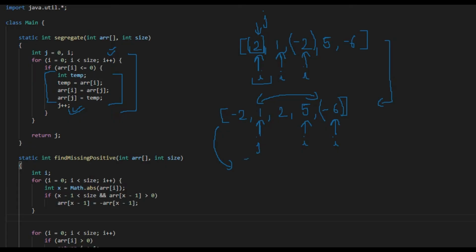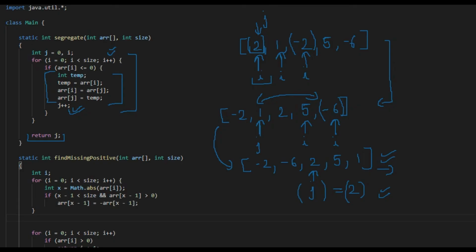Now our array will look like -2, -6, 2, 5 and 1. Okay, so this is the last array we are getting. We will have j at this index and i will move out of bound, so this loop will stop here, and we will have j at second position: 0, 1, 2, 3, 4. So we have j at second position.